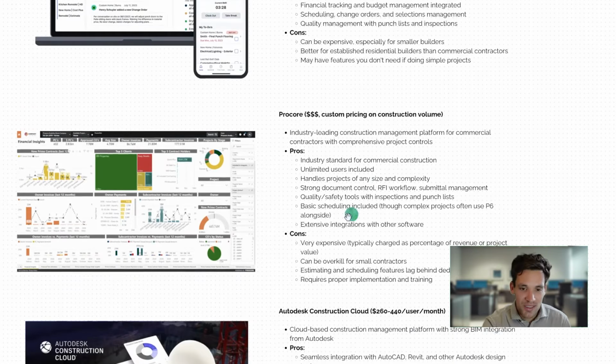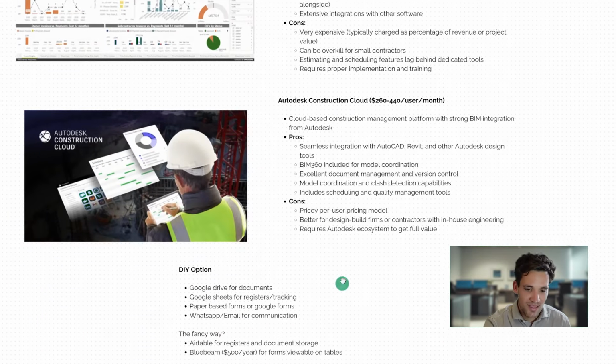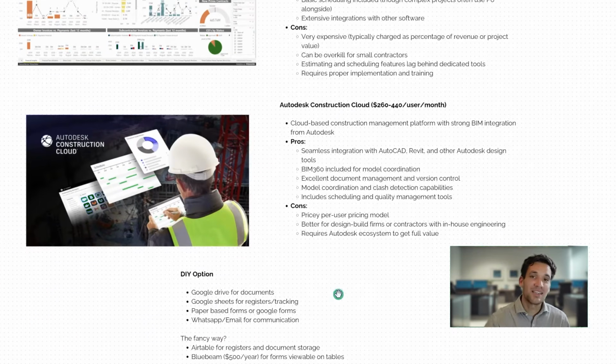Now, if you aren't interested in one of these more expensive platforms, then the DIY option, I would say, is to use Google Drive and SharePoint for your document control. Well, actually, I'd say use SharePoint, because SharePoint does have a lot of cool features in it if you build it out properly. Use Google Sheets for all your registers and tracking. So have an RFI register, have a variation register, have a payment claim register, have registers with your meeting minutes. So basically any sort of formal repetitive communication that needs to be tracked should be in some sort of Excel register.